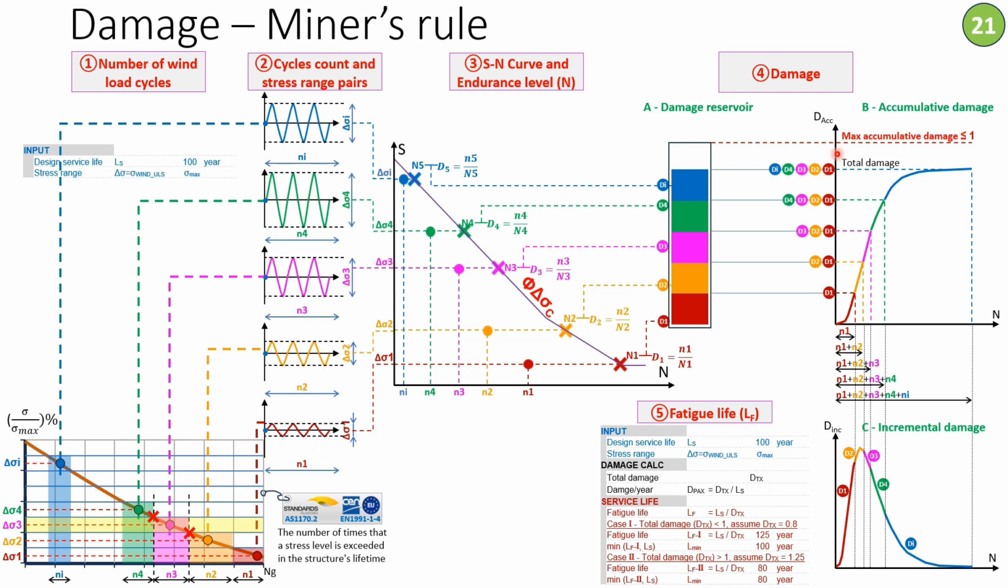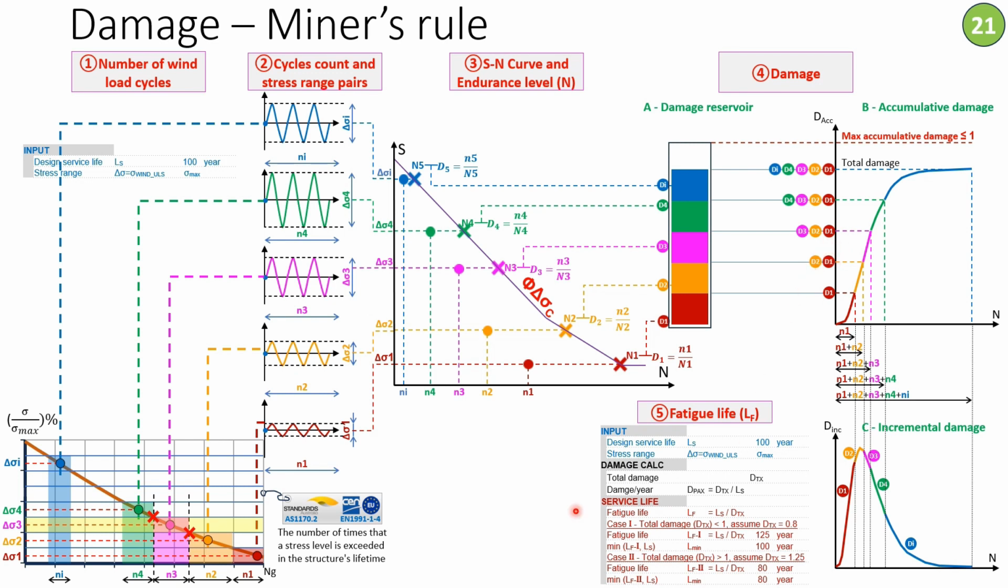Fatigue life represents the endurance, which is the ability of the structure to sustain a cyclic loading for a specific number of years without exhibiting signs of fatigue failure. The second property is the damage per year. So the damage per year equals the total damage divided by the design service life. So each point here on the vertical axis represents a damage at a certain age of the structure.